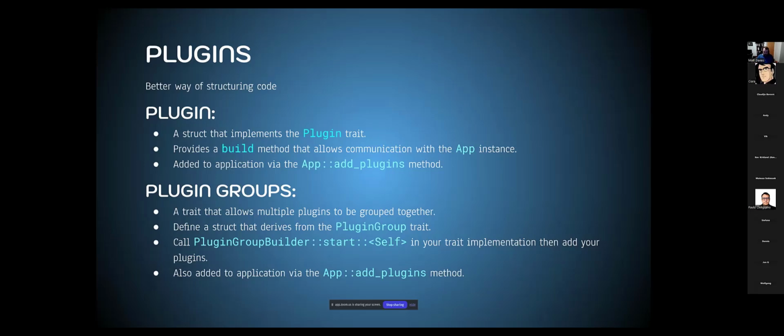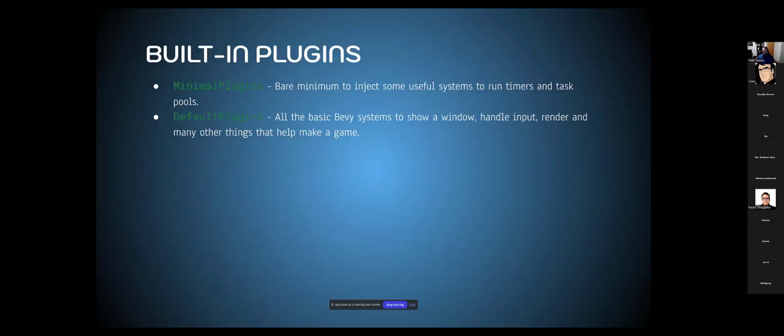We also have plugin groups, which allow plugins to be combined together and created together. The common one you would use, for example, is the default plugins, which will have about 10 to 15 other plugins kept together, like windows, input, rendering, all that kind of stuff. And this is also added by the exact same method. So you can use the same method to add a single plugin or plugin groups.